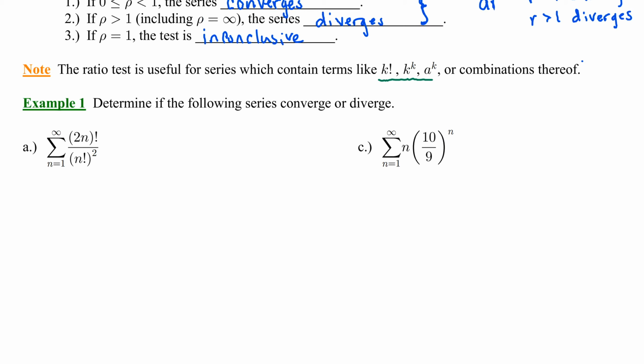So we have the sum from n equals 1 to infinity of the quantity 2n factorial divided by n factorial squared. When we apply the ratio test, we're going to find the limit as n goes to infinity of the n plus first term divided by the nth term. That's our plan. So to find the n plus first general term, we're going to plug n plus 1 in for n in our explicit formula here, but we have to be very careful with the parentheses and the factorials.